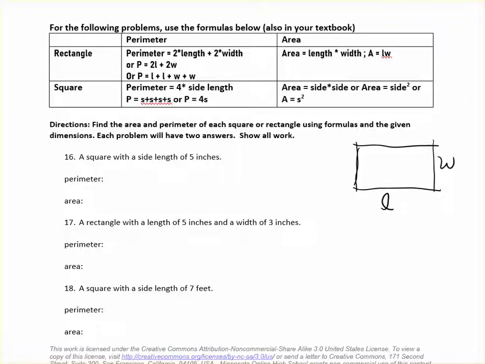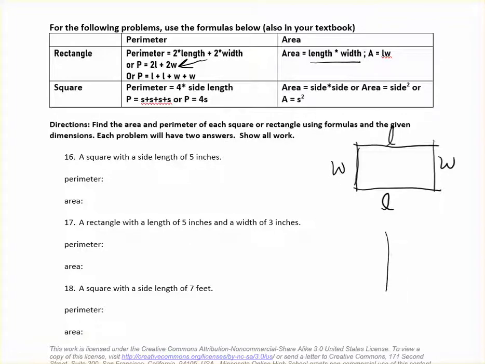To find the area of a rectangle, you take the length times the width. So you multiply them. To find the perimeter, you can either add the length plus the length plus the width plus the width, or you can use the formula 2 times the length plus 2 times the width.